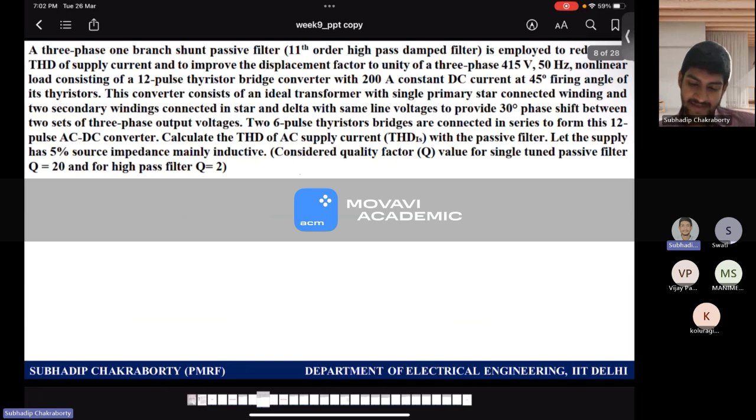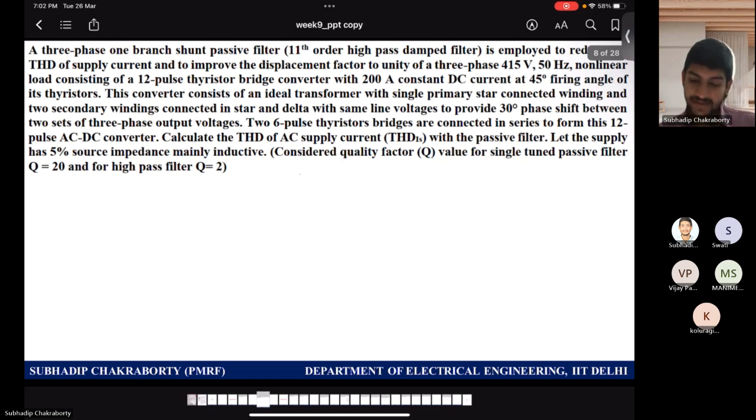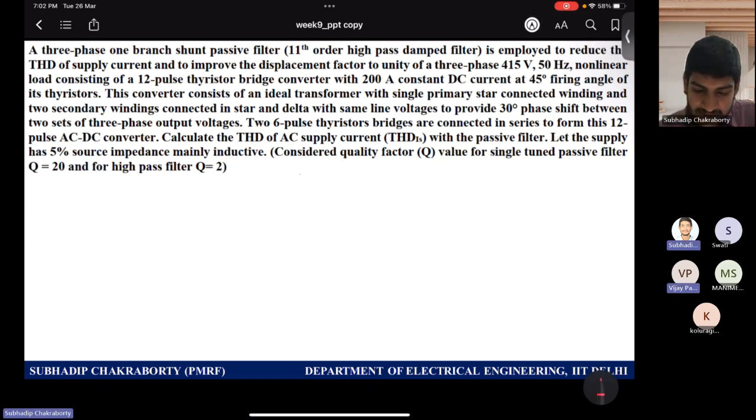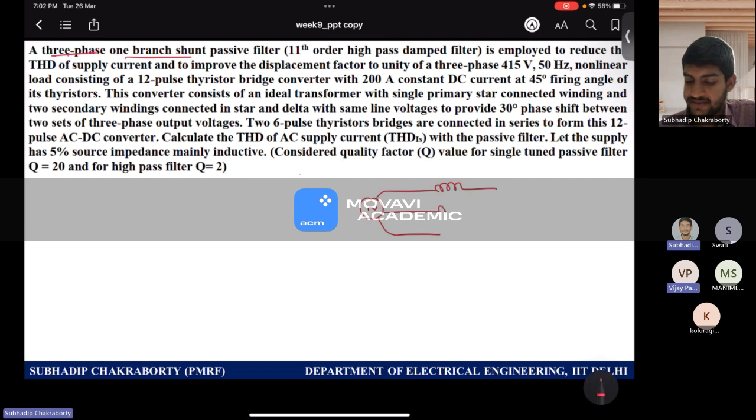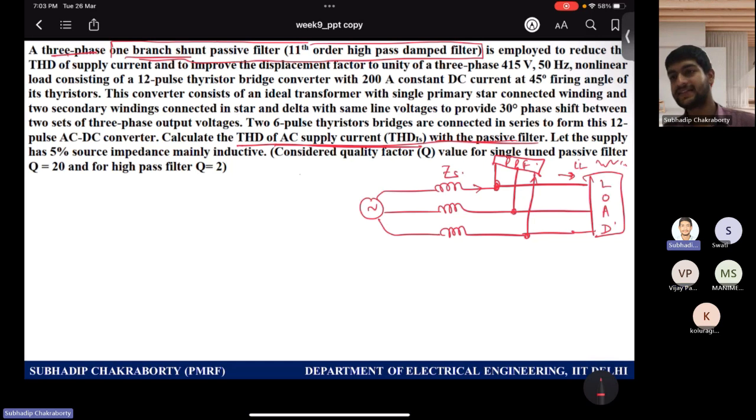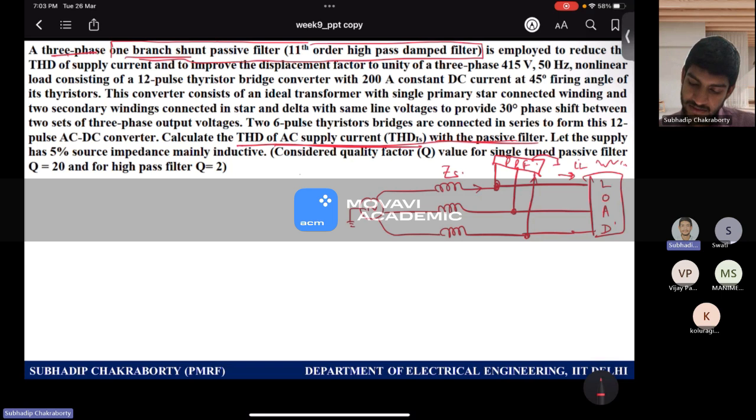Another variant I can show you from passive power filter is this problem with the source inductance. So this is a three-phase system, and you have some impedance. And after that, you have the filter. What is the THD of the AC supply current that you want to calculate? This is obviously grounded, and this is also grounded, right?